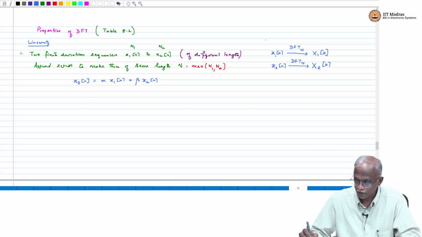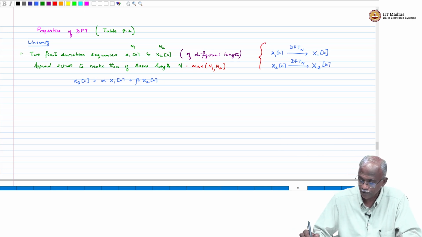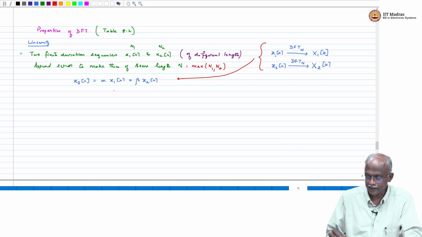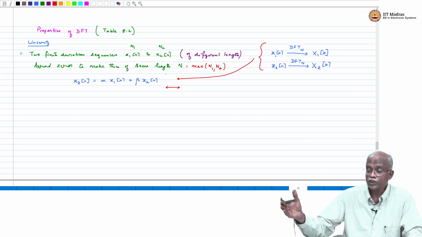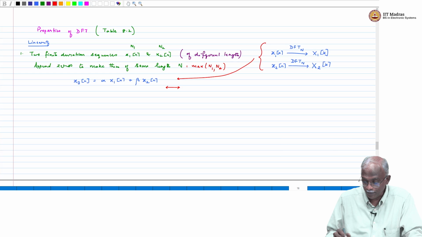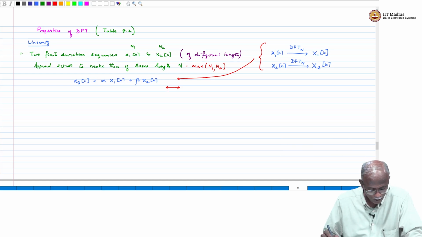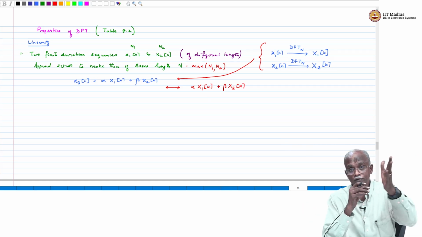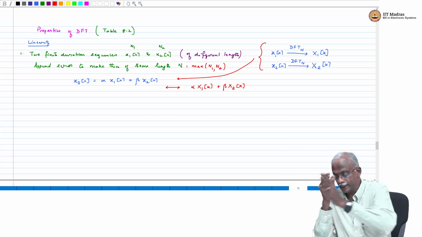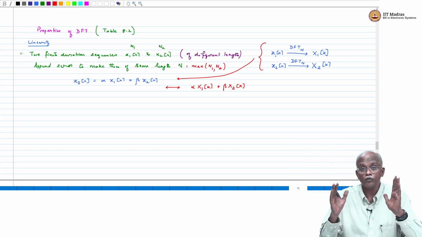k. Now, given these two relationships, the property of linearity says if I form a linear combination of these two signals, then the corresponding discrete Fourier transform, the transform domain representation of this finite length sequence, can be obtained as alpha times X1 of k plus beta times X2 of k. Very powerful result. Just like we had it for the discrete time Fourier transform, the Z transform, and the discrete Fourier series, now we have it for the discrete Fourier transform.